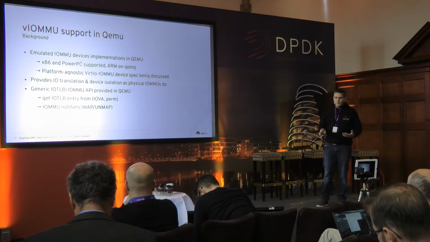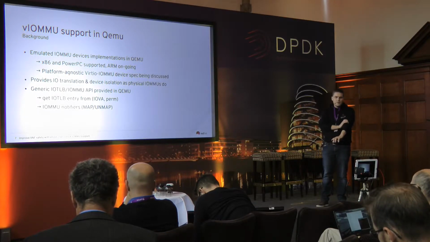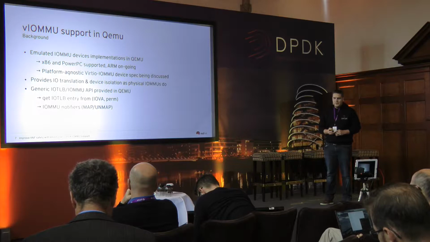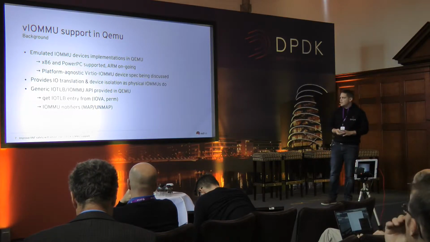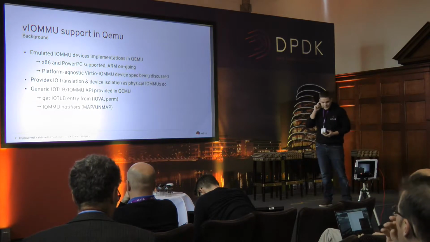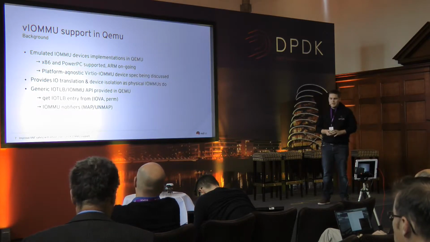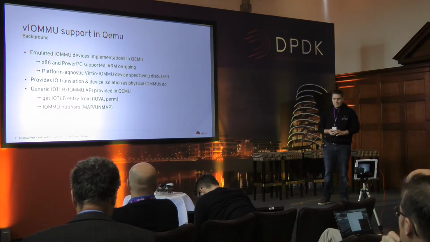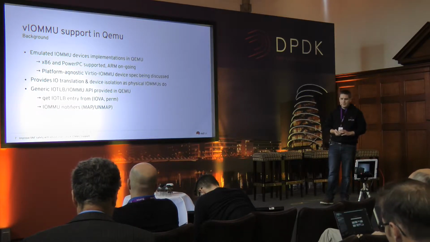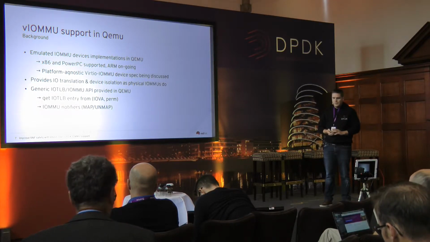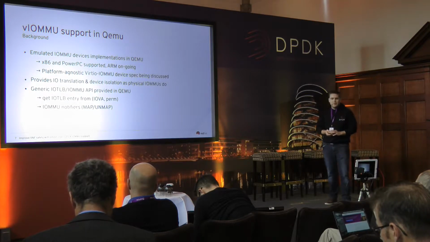The idea of the vIOMMU is the same as the physical one: to provide IO translations and device isolation. For each emulated device, it is based on a generic API for the IOTLB, for example, to get an IOTLB entry from an IOVA and permission, and also to notify the Vhost backend or VFIO on the QEMU side when there is a map and an unmap.